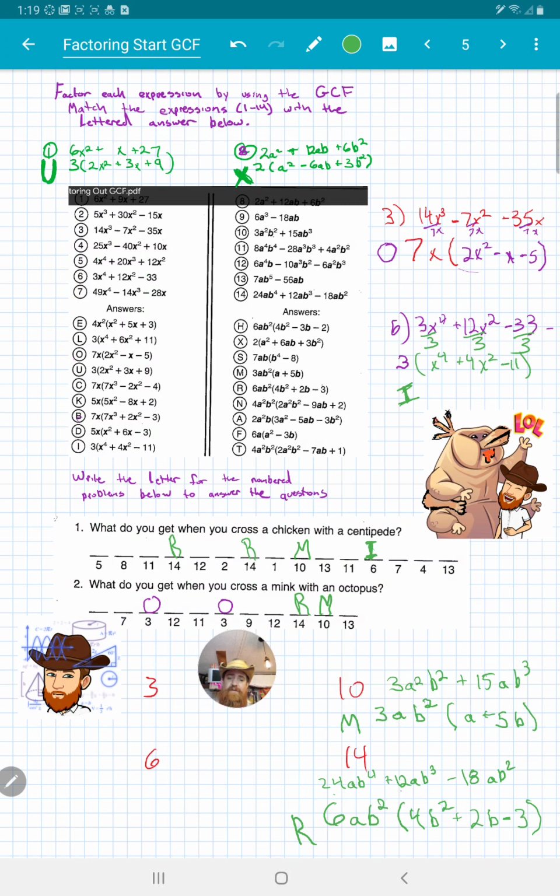All right, so see if you can get the rest of these figured out. And if you have any problems, shoot me an email. Like I said, we will have a Google Meet session tomorrow, and I'll go over this again if anybody has any questions. And we'll start factoring difference of squares. That was easy. And then Thursday, we're going to start factoring trinomials.